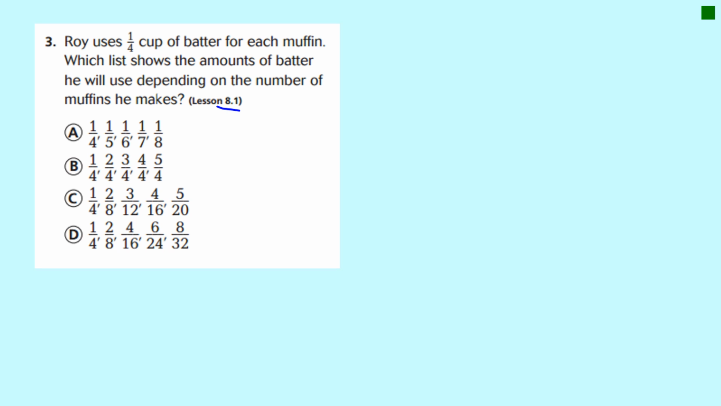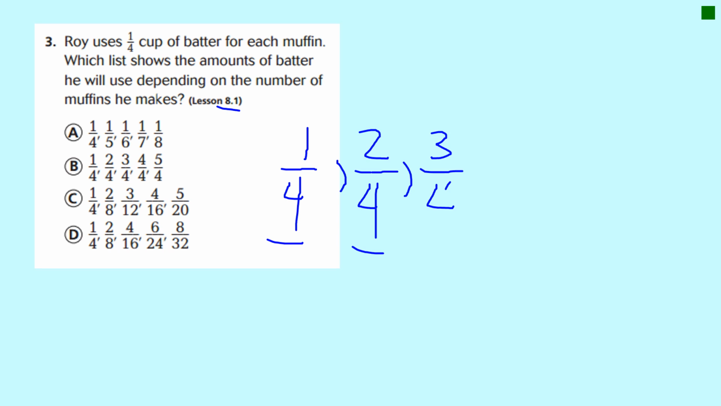So he scoops in 1/4 cup for one muffin. If he makes another muffin, he's going to use 2/4, right? Because that part of the fraction doesn't change. We didn't change how many pieces make one whole. He makes 3 muffins, he's going to use 3/4. 4 muffins, 4/4, right? Scoop, scoop, scoop, scoop.